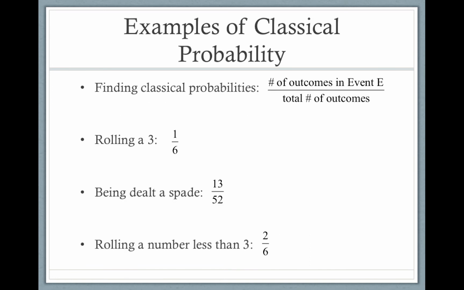All right, so let's do some examples of classical probability. When you're wanting to find a classical probability, you're going to develop a fraction. The numerator is going to be the number of outcomes in the defined event divided by the total number of outcomes in the sample space. So I just mentioned rolling a 3. There's 1 3 on the die, which is our numerator, and there's 6 faces to the die, which is our denominator.